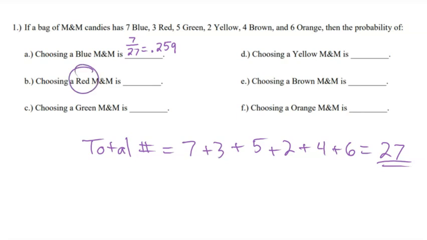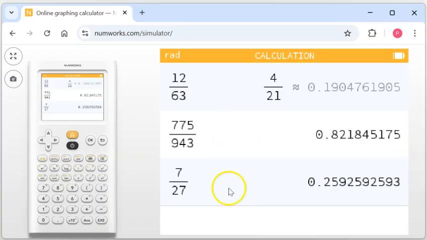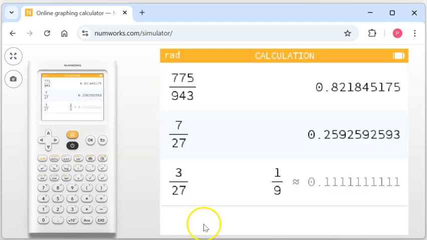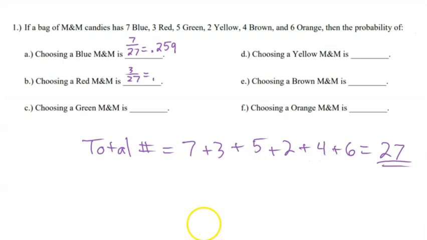What's the probability of choosing a red M&M? Well, there's 3 reds, and so it's going to be 3 out of 27, okay? Which is the same thing as 1/9, but we're just going to key it in as 3 divided by 27. That's just 0.111. Okay, great.